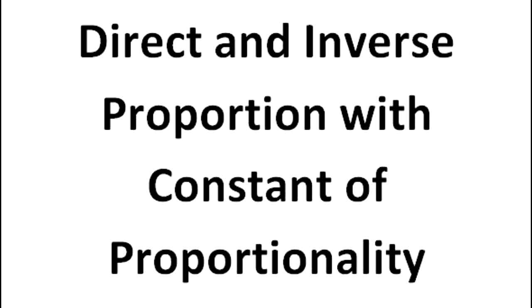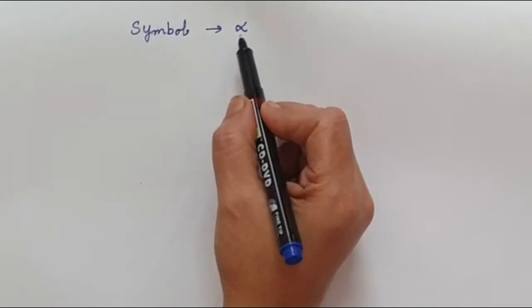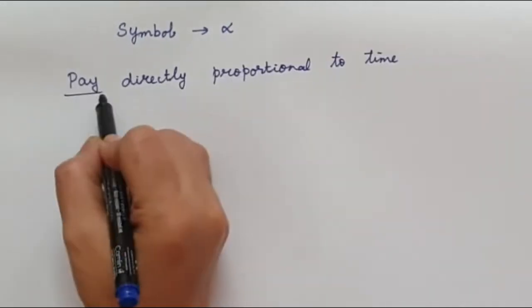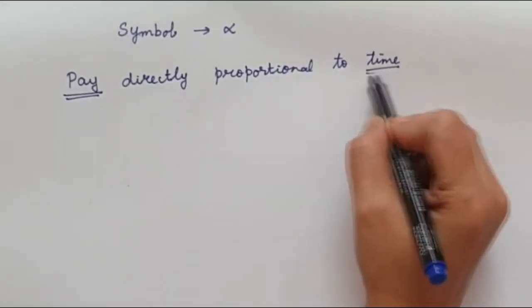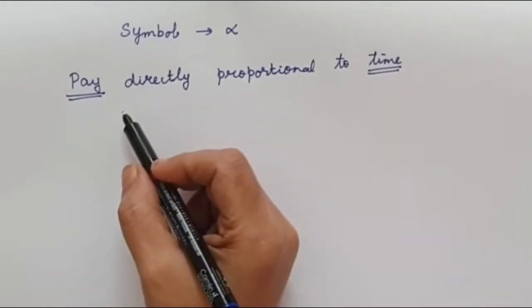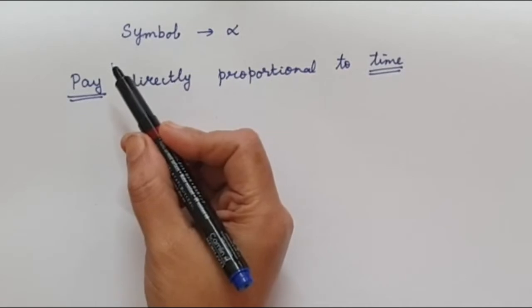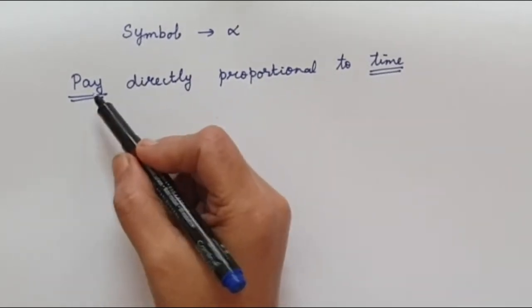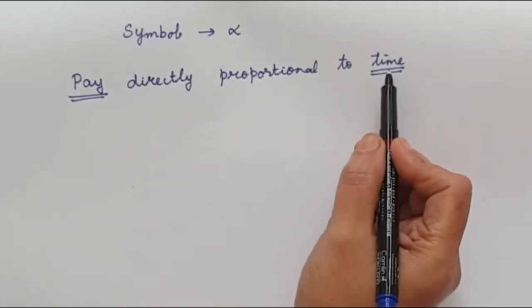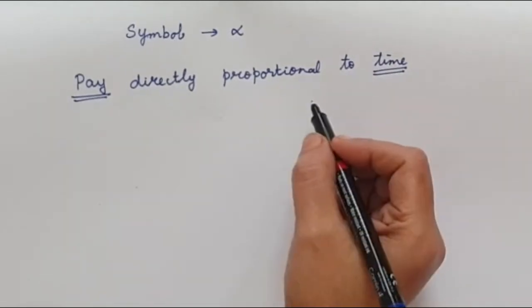Direct and inverse proportion with constant of proportionality. This is the symbol for proportion. Now, the pay and the time are directly proportional to each other. If you increase our time of work, then automatically the pay will increase. If one quantity increases, the other quantity also increases. That is called direct proportion.